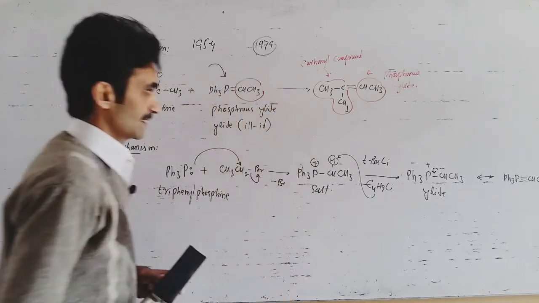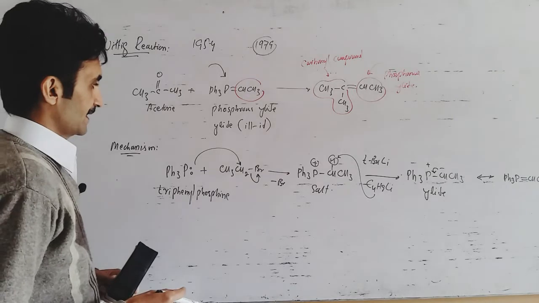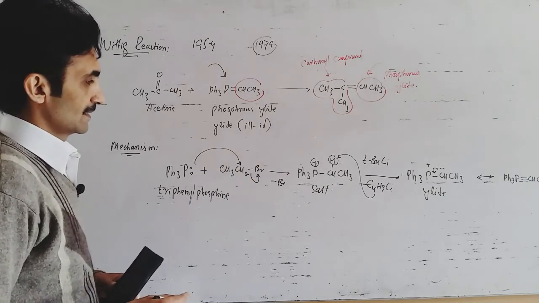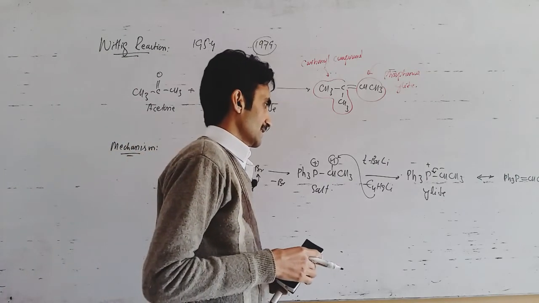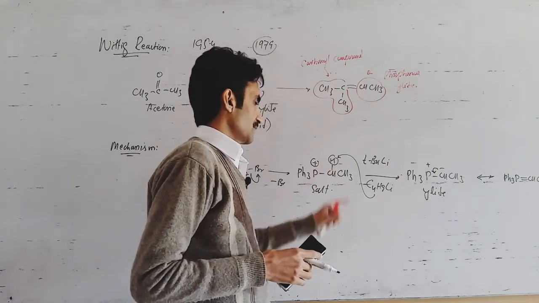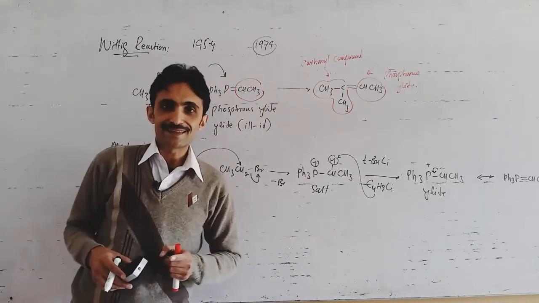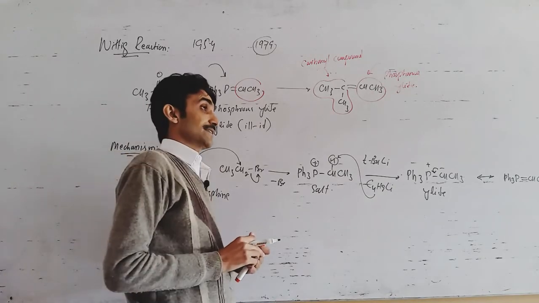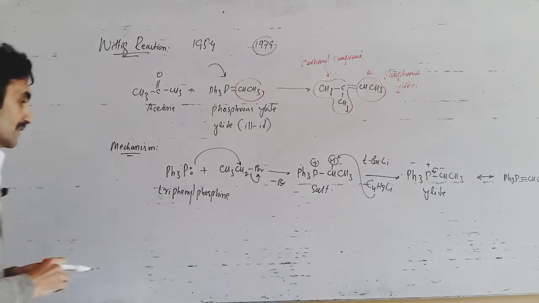In the first step, triphenylphosphine reacts with an alkyl halide and gives rise to the formation of a salt, and that salt is further made to react with tertiary butyl lithium, which acts as a base for abstracting a proton, and ultimately it gives rise to the formation of an ylide. This ylide acts as a precursor for the transformation of a carbonyl compound into alkenes.